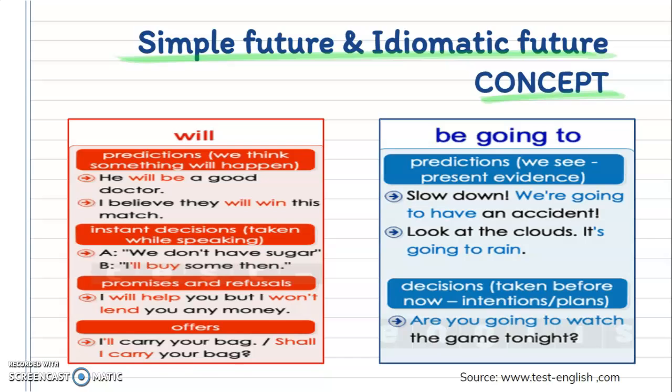Another use for simple future is to indicate instant decisions. These are decisions that we make at the moment of speaking. For example, we don't have any sugar. I'll buy some then. Another use for simple future is to make promises or refusals. For example, I will help you, but I won't lend you any money.